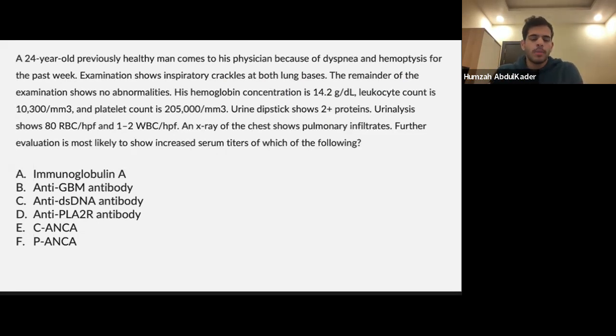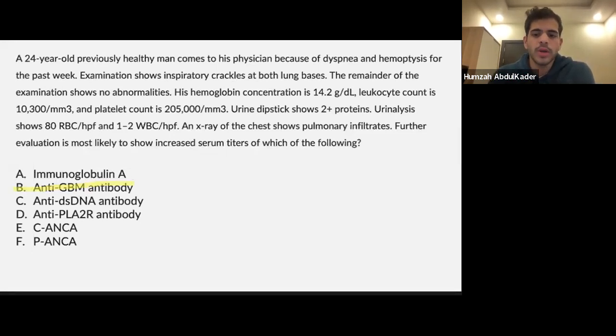Okay. I brought this one because this is pretty similar to the question we got as our SAQ. Except they brought a picture of the light microscopy, and the light microscopy showed crescents. So the answer here is B, anti-GBM antibodies.